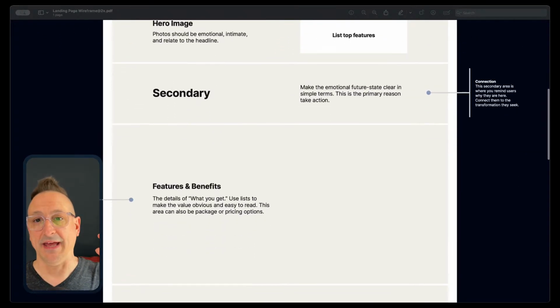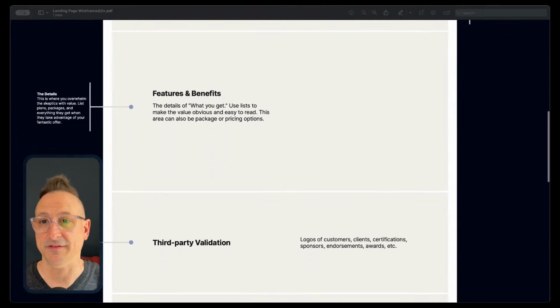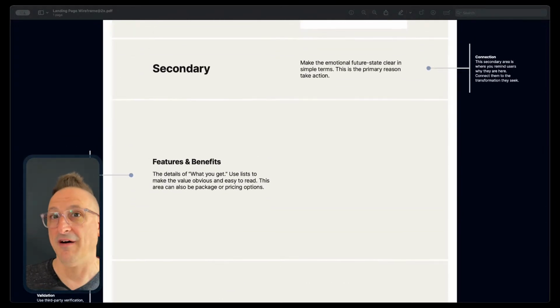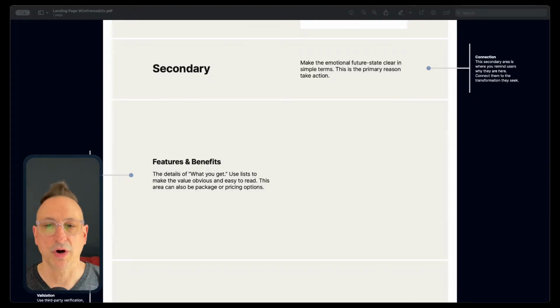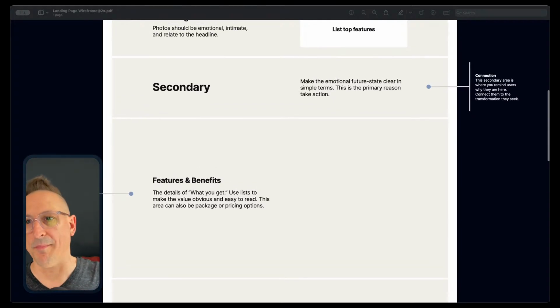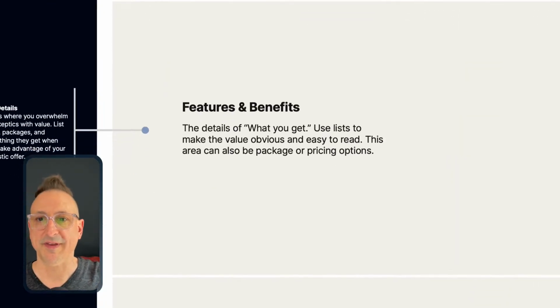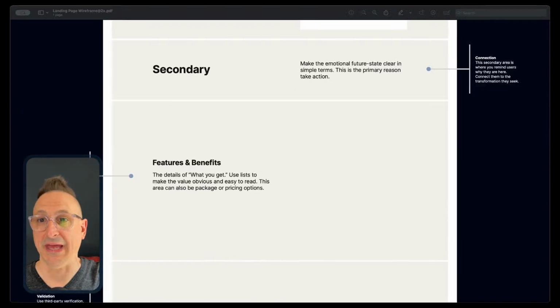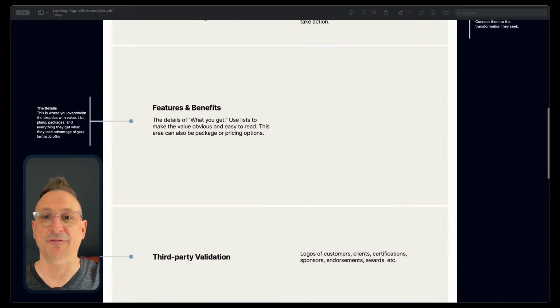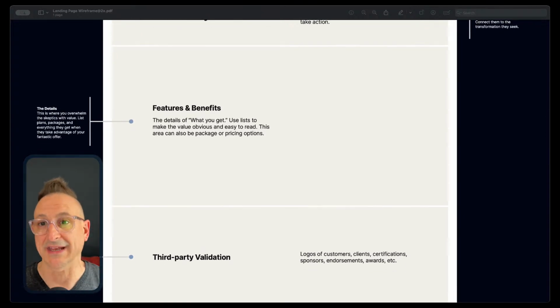It can get confused with features and benefits. Like you can mix these two sections together, cram them together if it's a very simple outcome. But if it's a more complex outcome, you would break it out so that you have sort of a more emotional tie-in with what people get in that secondary area. And then in features and benefits, we can really get into more details.